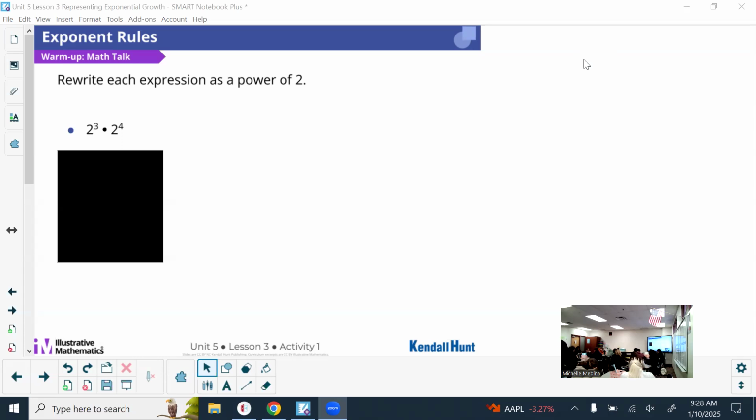When you think you know what it is, put your thumb up. Once I see a decent amount of thumbs, then I'll know you're ready to move on. So rewriting 2 cubed times 2 to the fourth as a power of 2. Once you think you know what it is, put your thumb up.